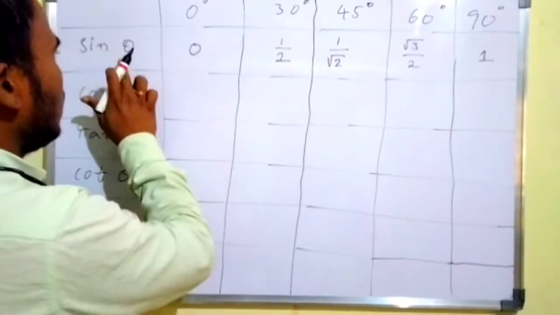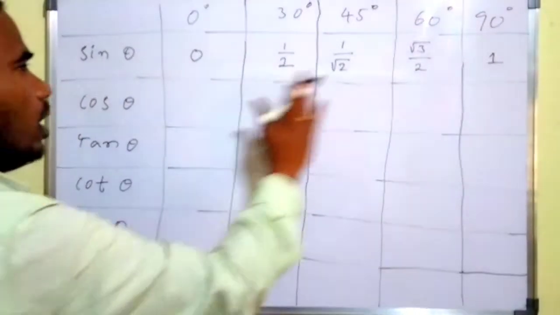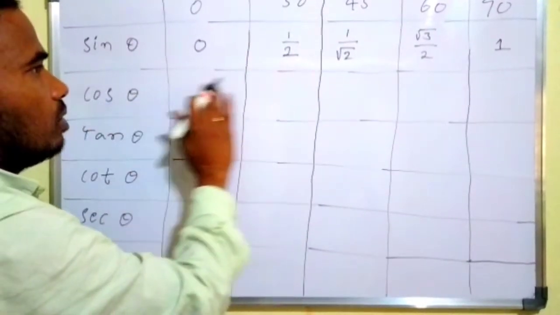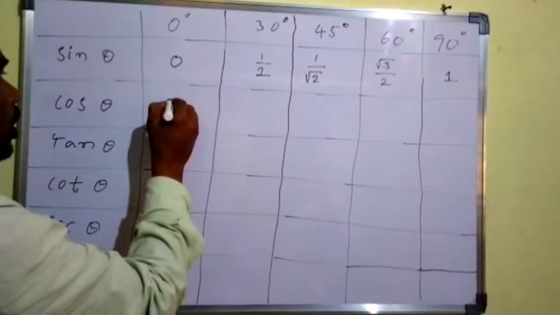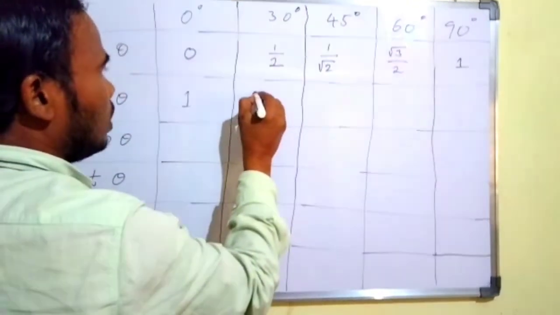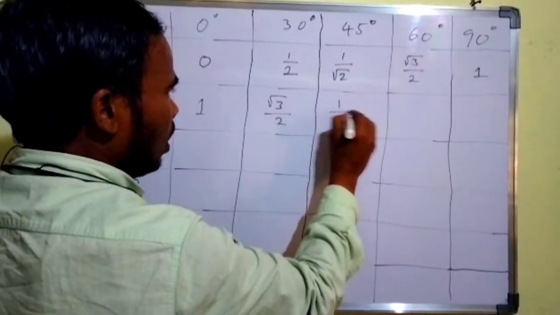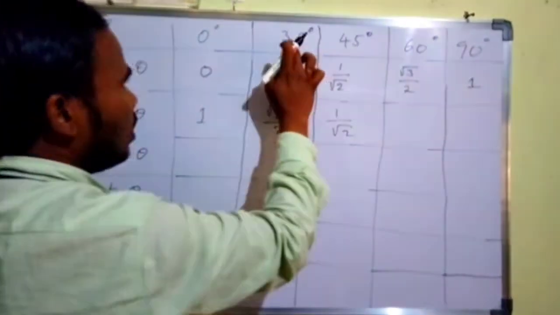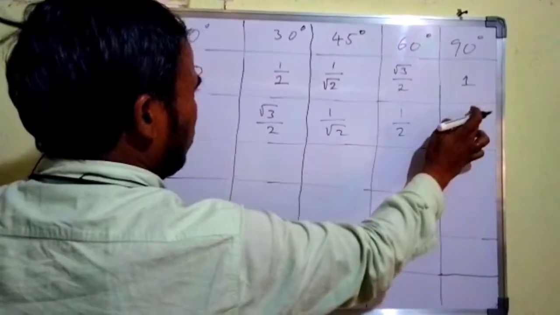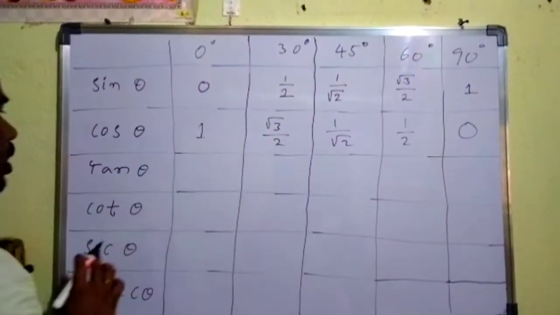Now observe. For cos theta, the order is reversed, so the values from the sin row are written from the right side onwards. Cos 0 degrees is 1. Cos 30 degrees is root 3 by 2. Cos 45 degrees is 1/√2, the same as sin. Cos 60 degrees is 1 by 2. Cos 90 degrees is 0. That finishes cos theta.